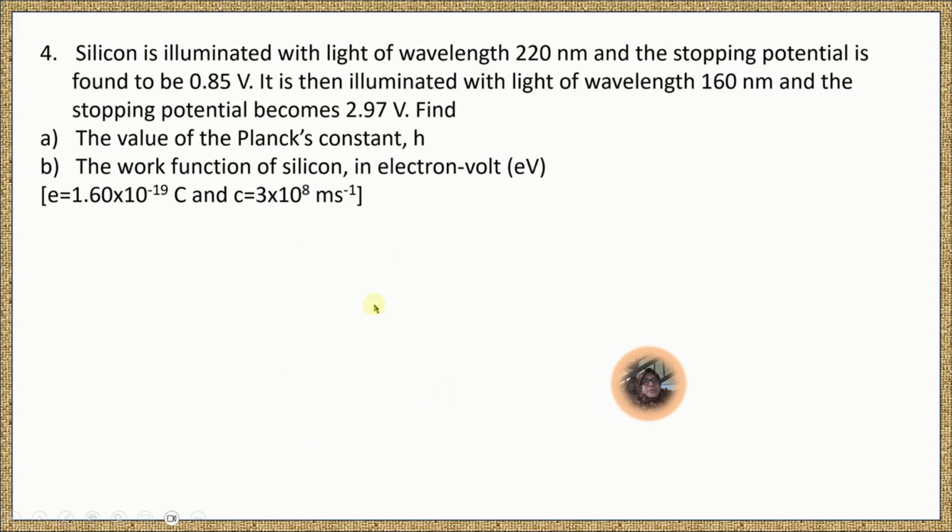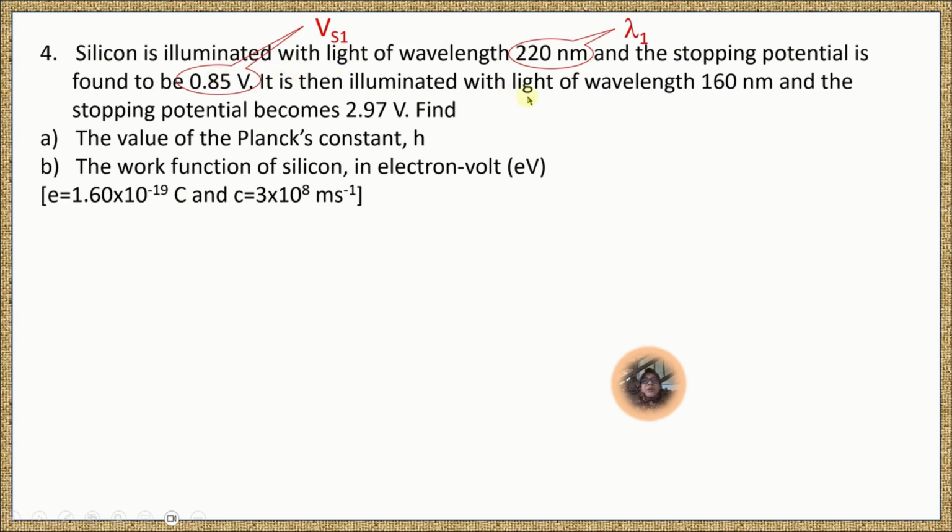Okay, next question 4. Silicon is illuminated with light of wavelength 220 nanometer and the stopping potential is found to be 0.85 volt. It is then illuminated with light of wavelength 160 nanometer and the stopping potential becomes 2.97 volt. Find the value of the Planck's constant h and the work function of silicon in electron volt. So we do question A first. Wavelength is given and the stopping potential is given. But we have two situations here.